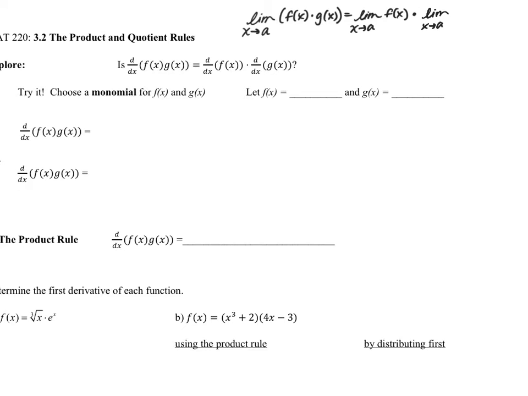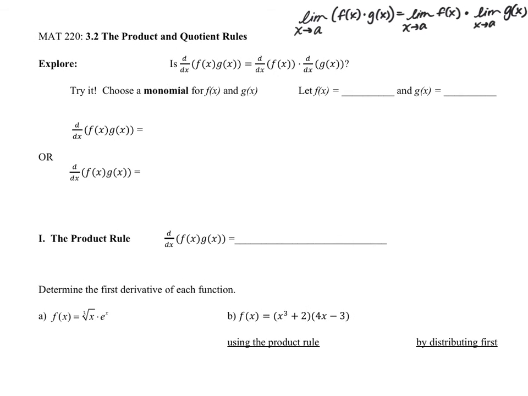So what happens after we've been studying limits for a while and we switch to derivatives is it's pretty natural to maybe make the assumption that we could do the same thing for derivatives. And that's what we're trying to explore in this section. Is that going to be true?